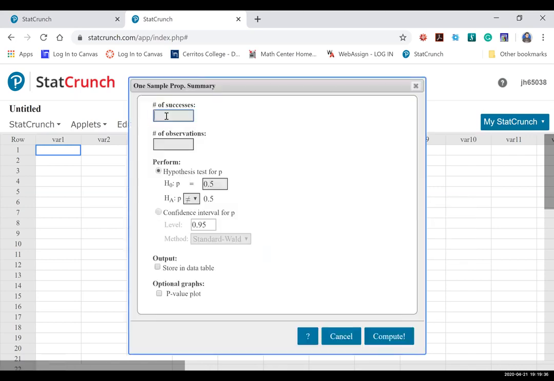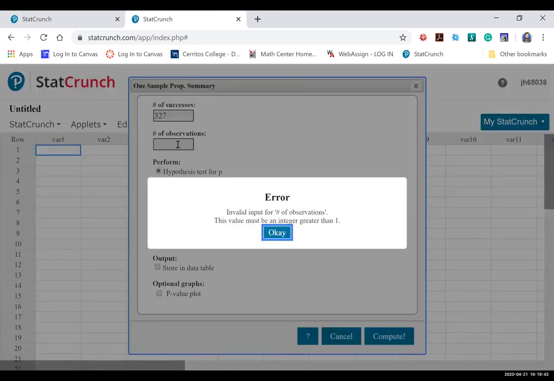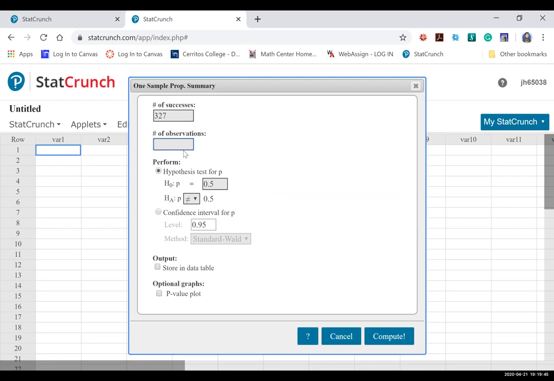Okay, so it says, what are your number of successes? Well, my number of successes were 327. Oops, sorry. Okay, what are my number of observations? Well, there were 500, right? 500. I want a hypothesis test for P. P is equal to what? What's my null? My null is 0.6. What's my alternative? I could choose from not equal to, less than, or greater than. In this case, I want the default, which is not equal to.